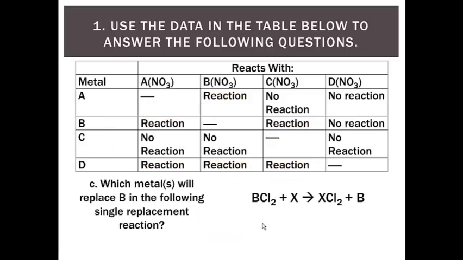Which metals will replace B? So the only way that B can be replaced is with something that is more reactive than it. Okay? So we know that the only thing more reactive than B, again, here's our series, the only thing more reactive than B is D. So this would be BCl2 reacts with D. D is more reactive, so it kicks out B to make DCl2, and there's B by itself.